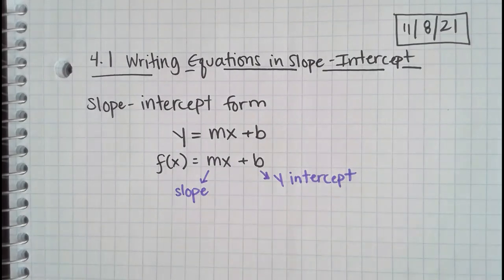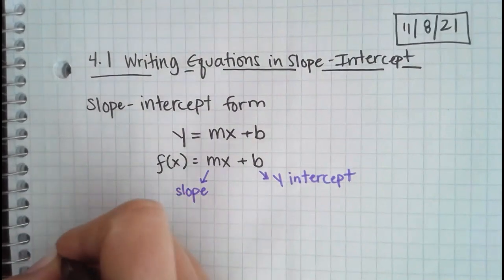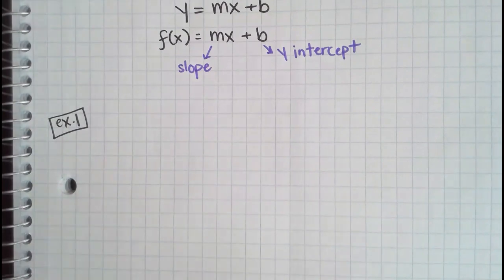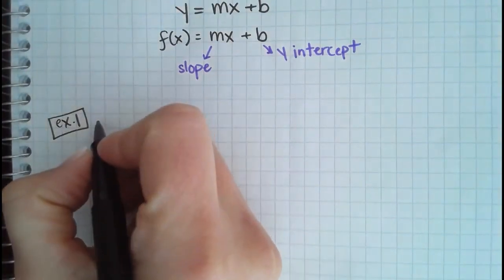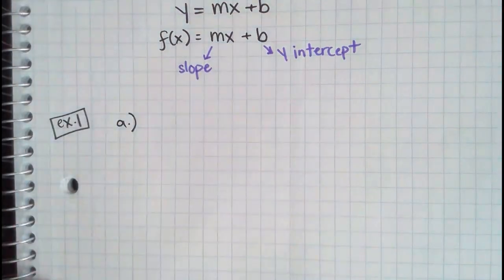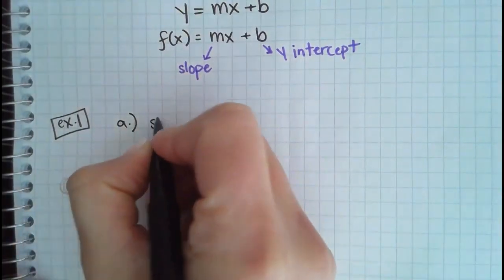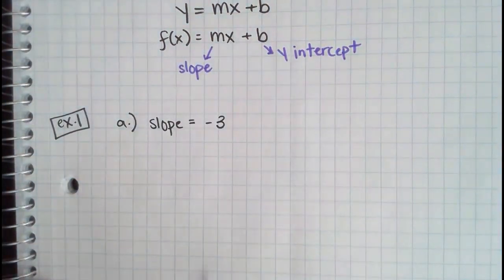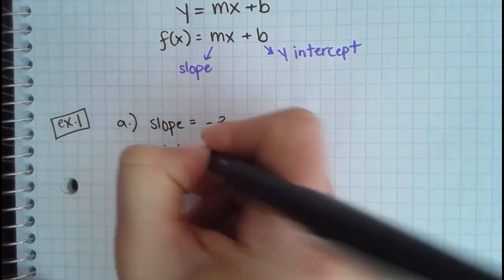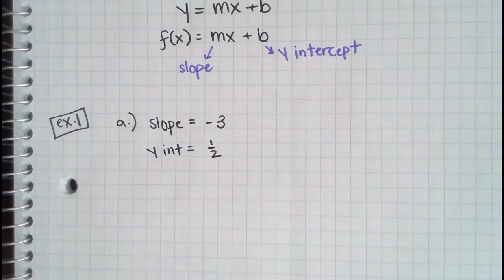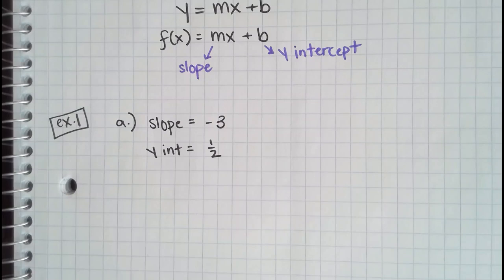Let's do an example. Example 1. All right, so this tells us write an equation of the line. So for this one, letter A, we're going to write an equation, and they tell us that the slope equals -3, and the y-intercept equals 1/2. And we have to put this into the equation of a linear function in slope-intercept form.